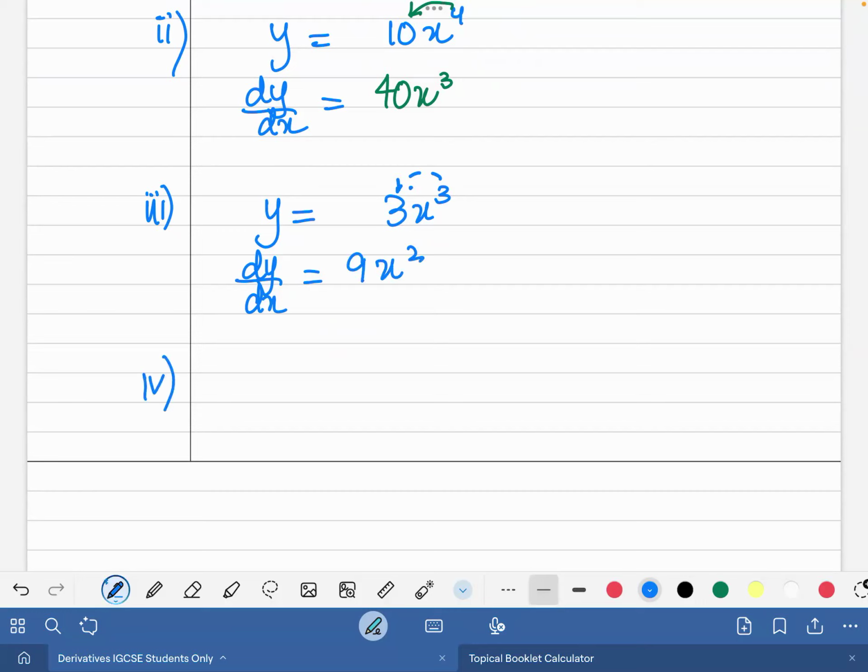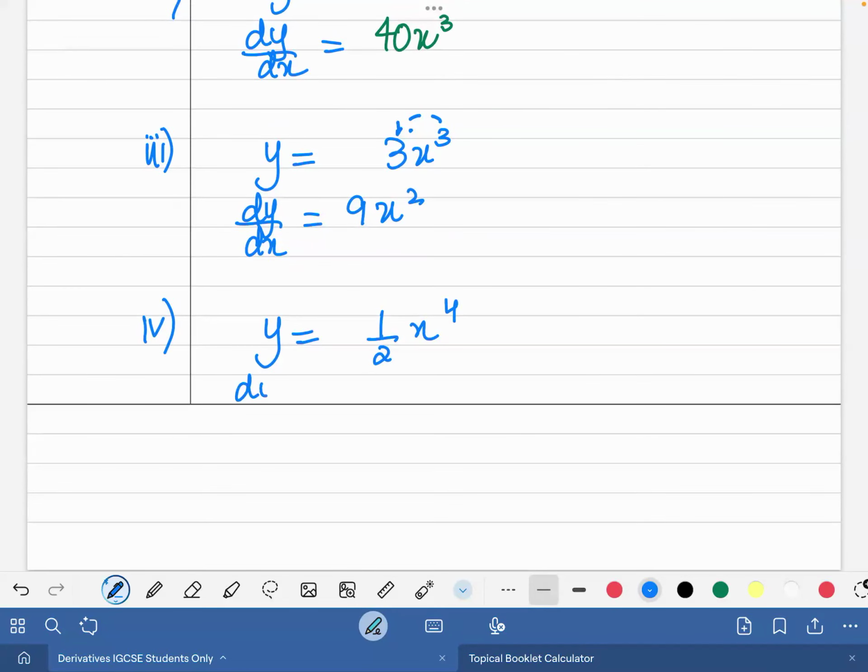Last example for this rule: y is equal to 1 over 2 x power 4. Now dy/dx would be equal to what? It would be x cubed, multiplied with 1 over 2, times 4 as x power 4 minus 1. Now see, a fraction has come here, so do not panic. So 4 ones are 4, and 4 divided by 2 is 2, and x^3. That is the answer.